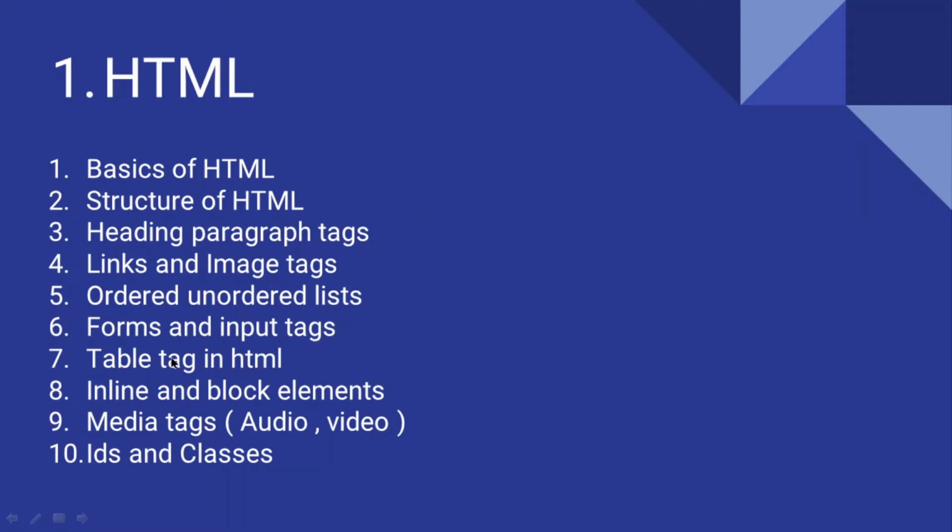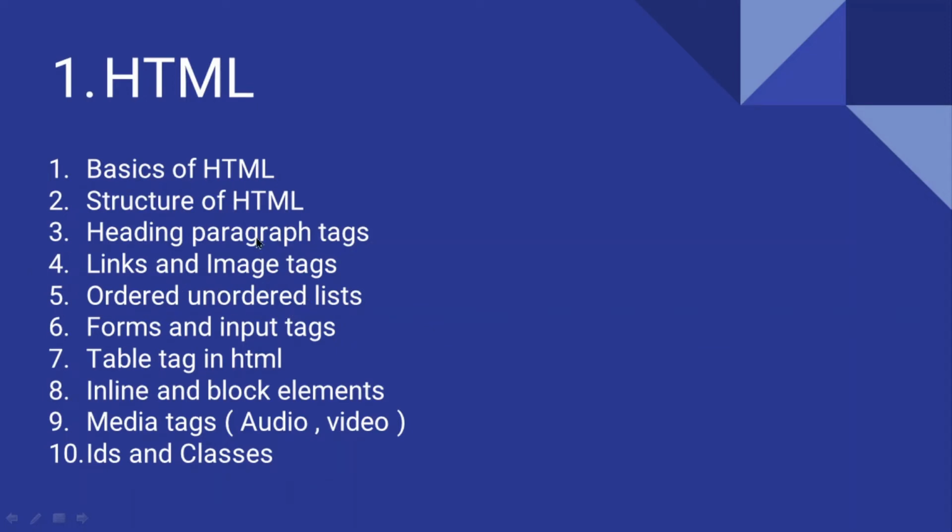Then we will cover the table tag and we will create a table. After the table tag we will cover the inline and block elements, and after that we will cover the media tags like audio and video. And then at last we will cover the IDs and classes and how we can target the IDs and classes in HTML. So this will be the roadmap for HTML.